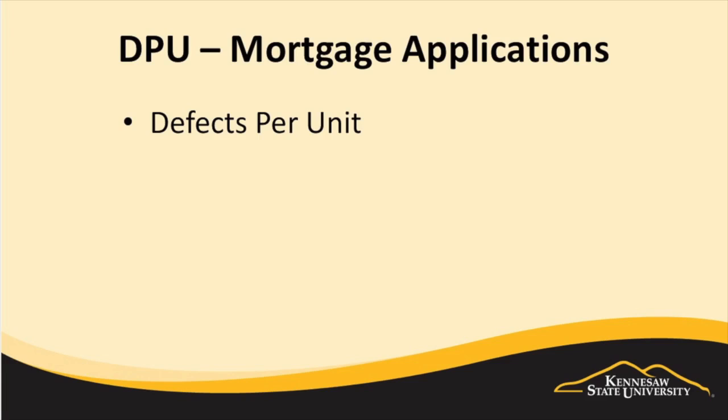Let's say, for example, that you're processing mortgage applications. This month, your organization processed 75 applications. In these applications, 12 errors or defects were found. We would divide the number of defects, 12, by the number of units, 75. There are 0.16 or 16% defects per unit. We multiply the decimal by 100 to find the percentage.